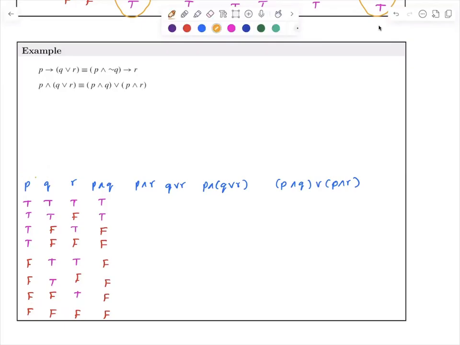P and R. Now we're combining these two using and. True and true is true. True and false is false. True and true is true. True and false is false. False and true, false. False and false, false. False and true, false. False and false, false. Then Q or R.